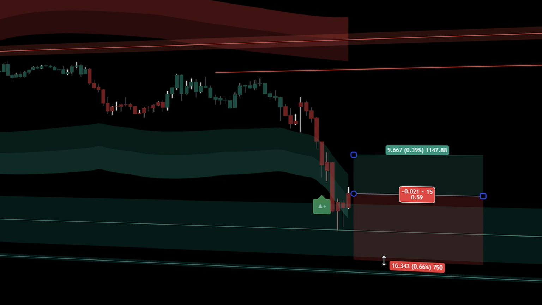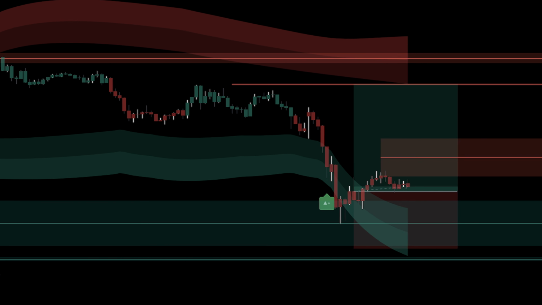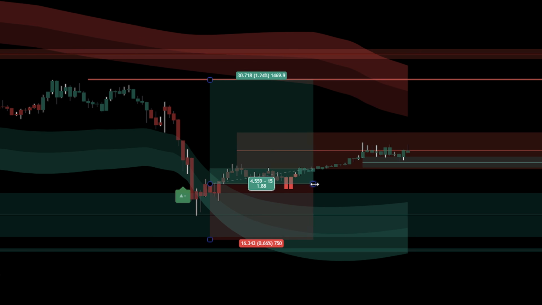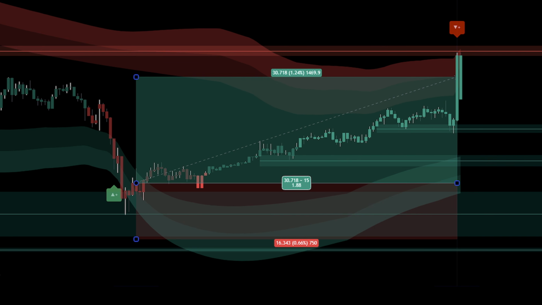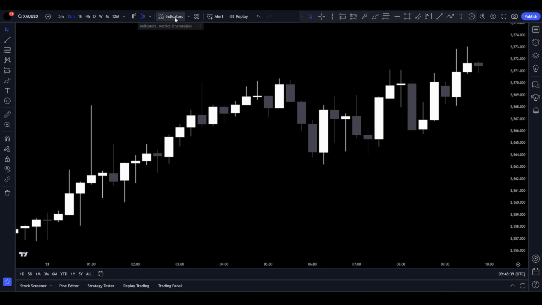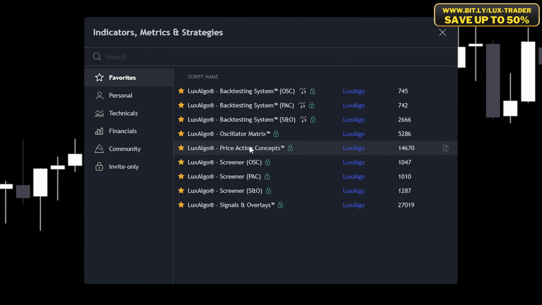This strategy is not only simple, but it might be the most effective way to trade on the 15-minute chart, especially if you're looking for consistency and precision. Let's dive deeper into why this method works so well and how you can use it to take your trades to the next level. First, we need to configure our indicators properly.